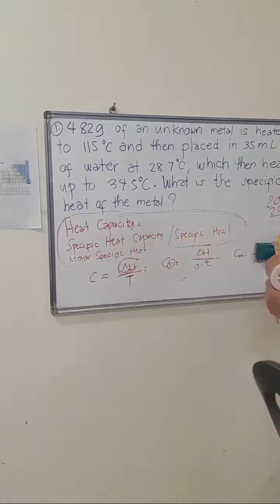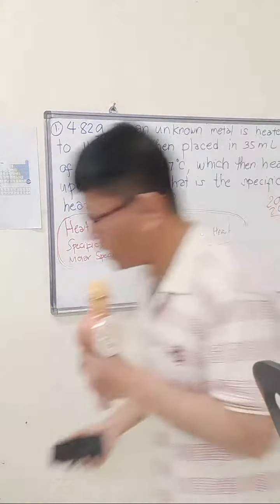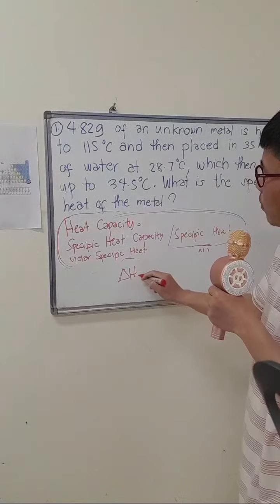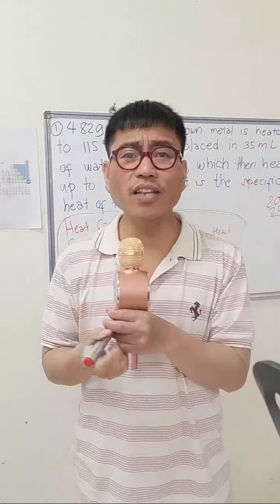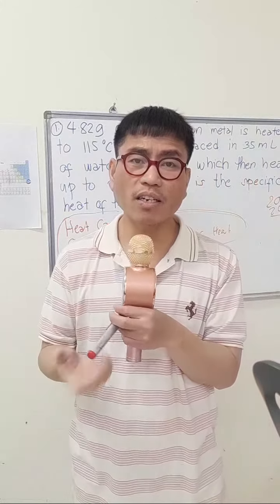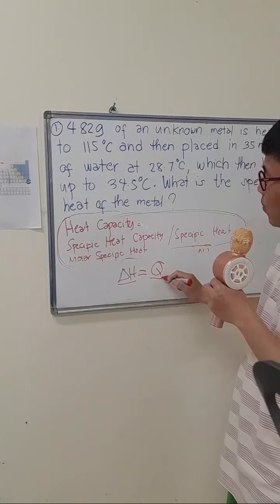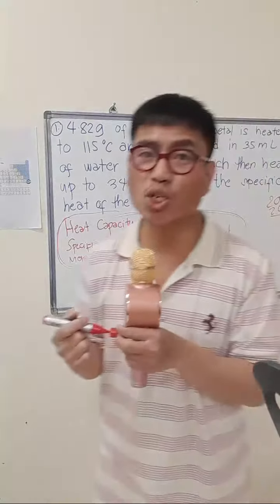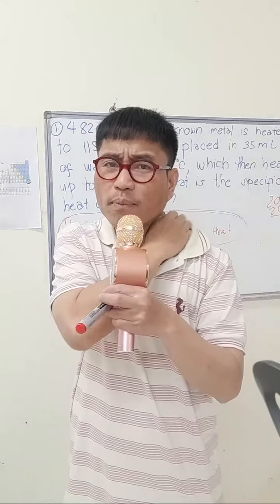Now, when will the enthalpy heat of reaction be equal to the heat content? Delta H equals q. Actually, they are the same, guys, but there's a situation where this will be equal: the enthalpy change and the heat content q. So this will be equal at constant temperature and pressure. Take note, at constant temperature and pressure.